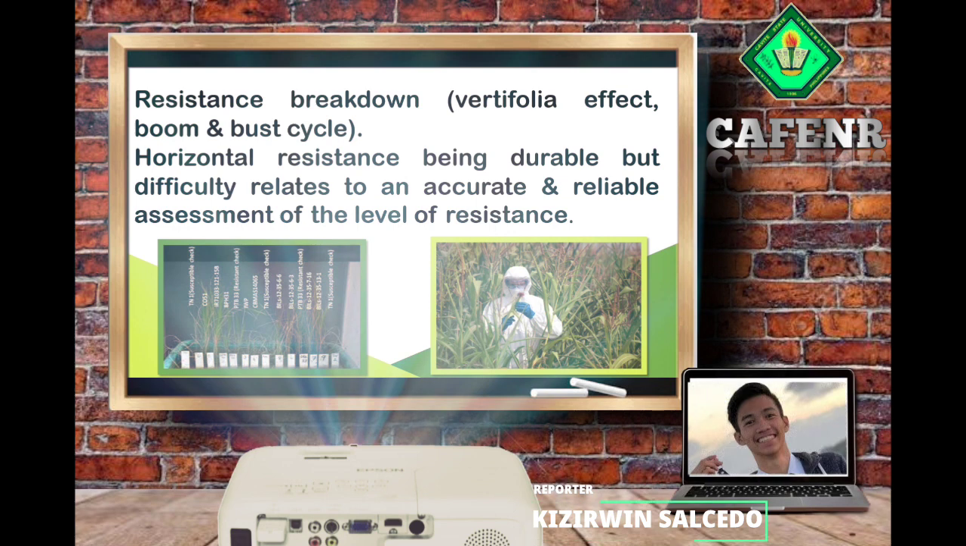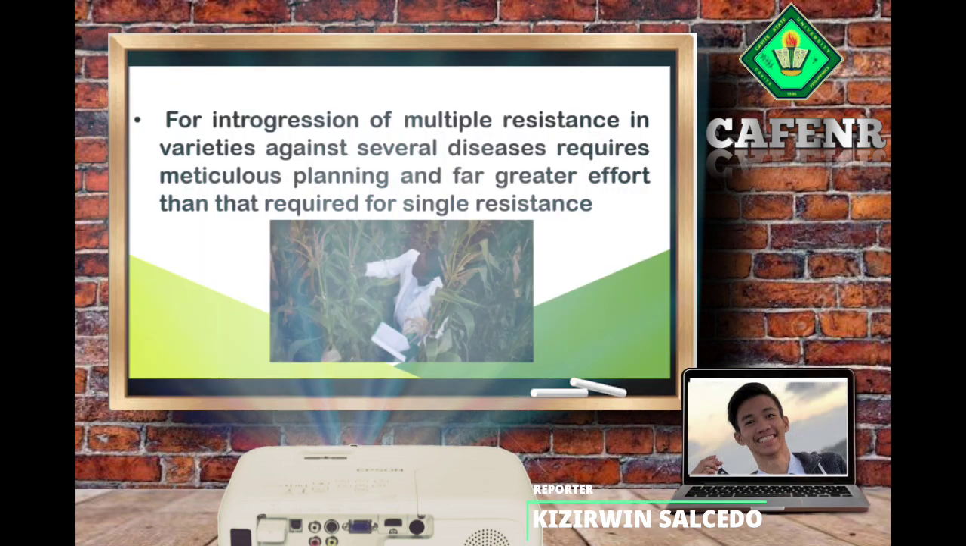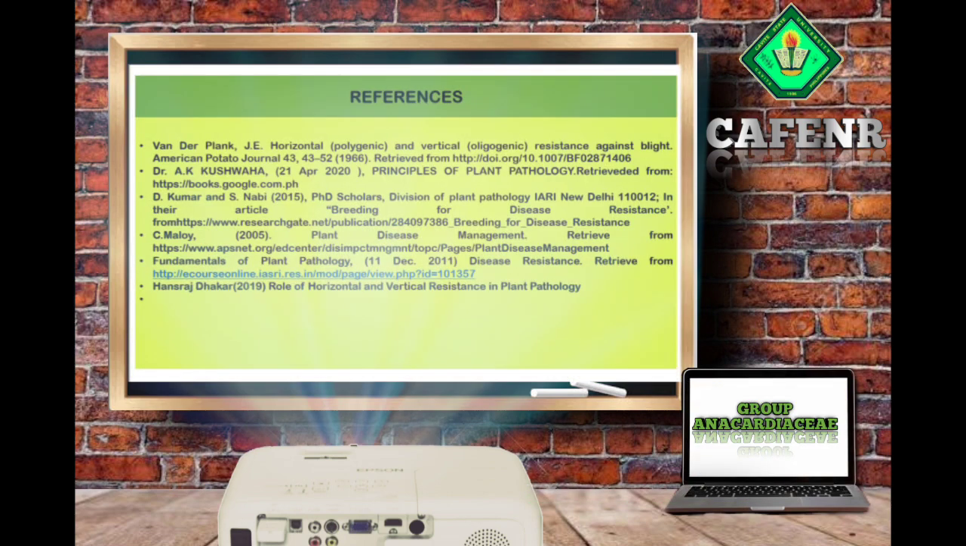The horizontal resistance is durable but the difficulty relates to an accurate and reliable assessment of the level of resistance. And sometimes, there's a negative correlation between the yield and the disease resistance. And for the introgression of multiple resistance in varieties against several diseases, it requires meticulous planning and far greater effort than that required for single resistance.